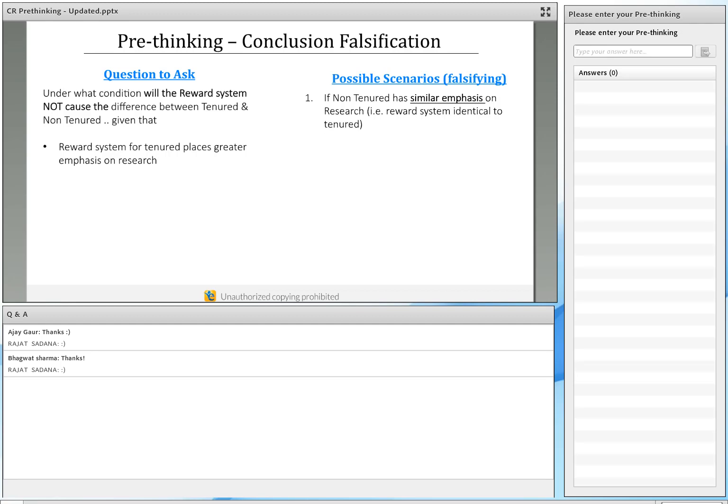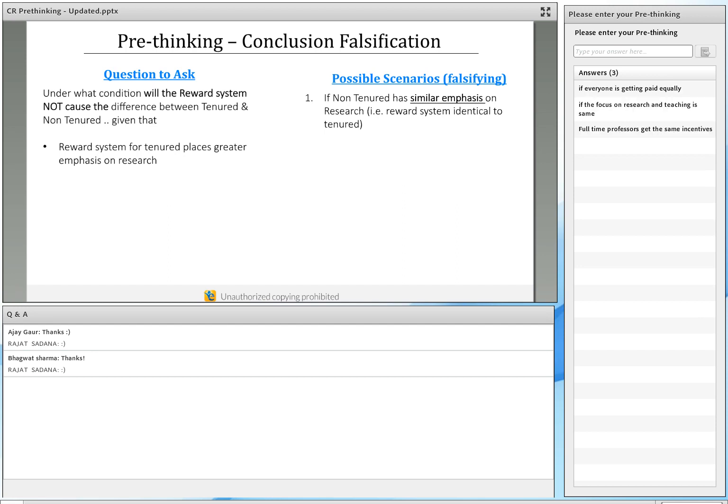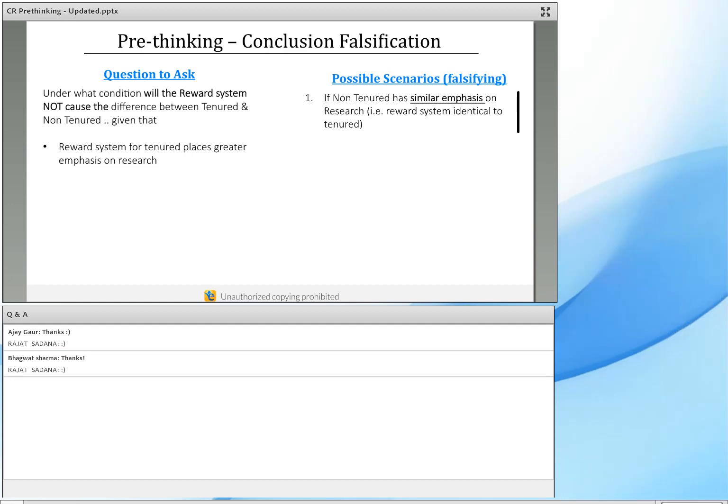One is, and listen and read this very, very clearly, if non-tenured faculty has the same reward system, which means the reward system is identical, then you can't blame tenured faculty. I want you to read this, because if this is true, if non-tenured faculty has the same reward system as tenured faculty, then you can't say that the reward system is responsible.